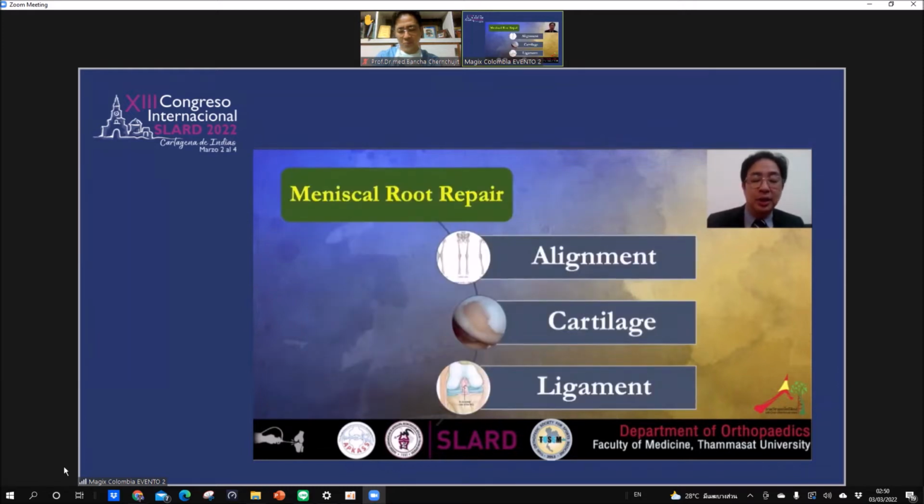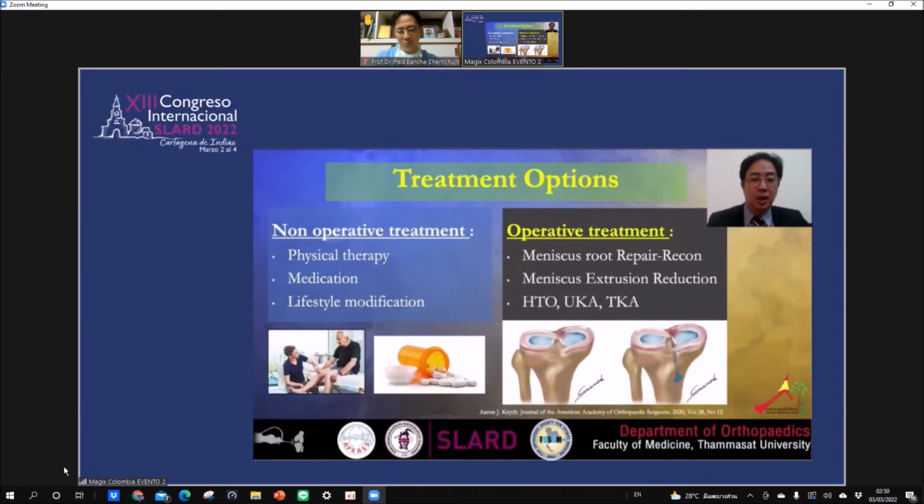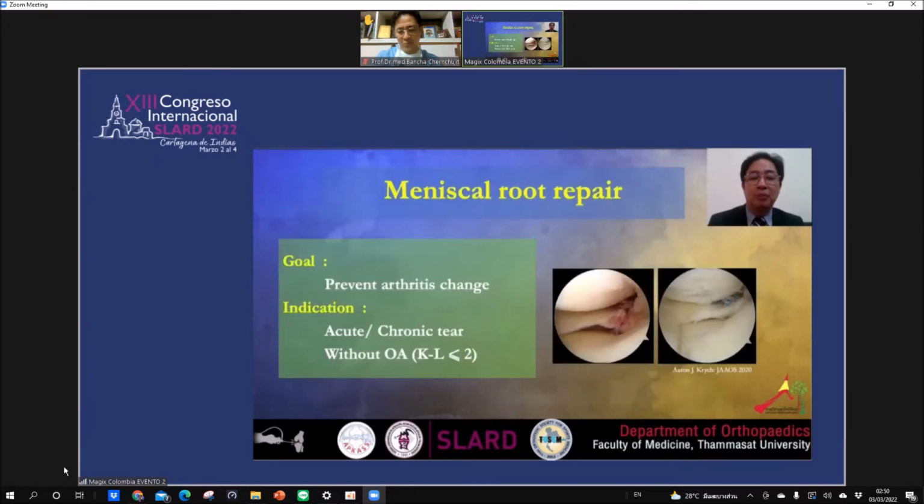We need to consider 3 factors: alignment, cartilage, and ligament. The treatment options include conservative treatment and operative treatment as shown. The goal of root repair is to prevent arthritic change. It is indicated for acute or chronic tear without osteoarthritis. KL should be less than 2.